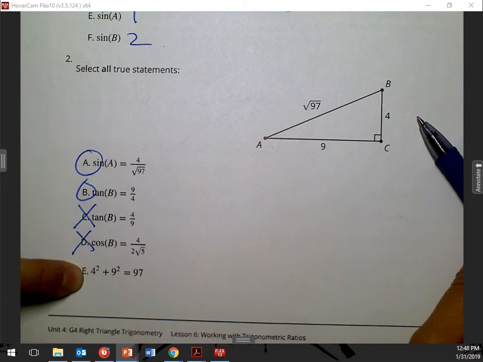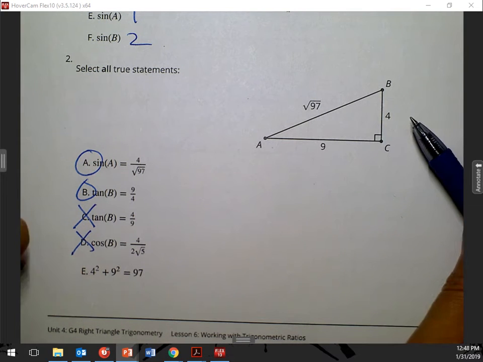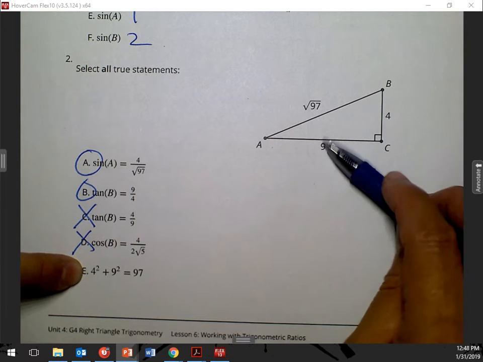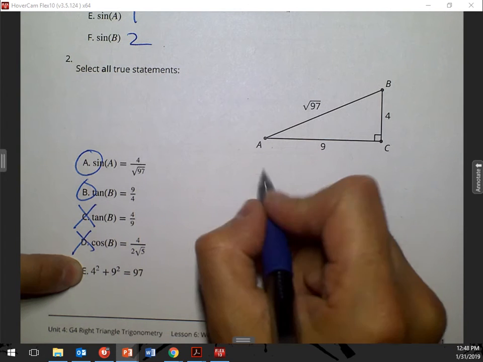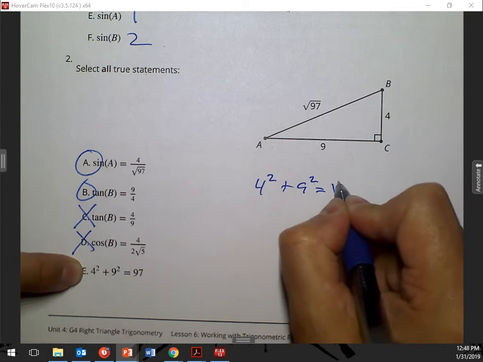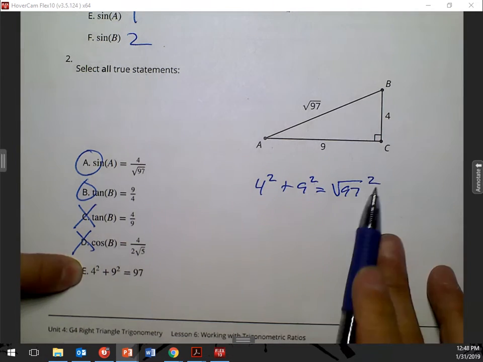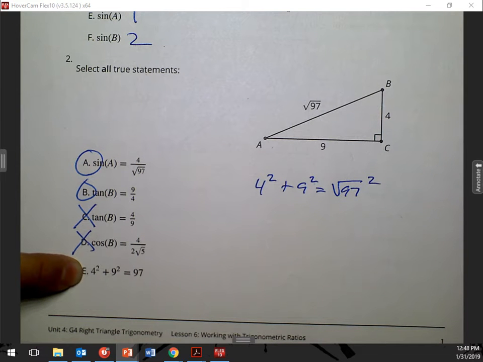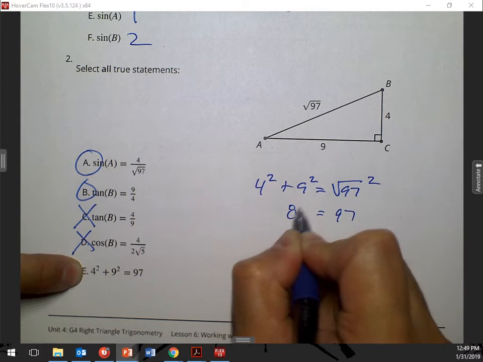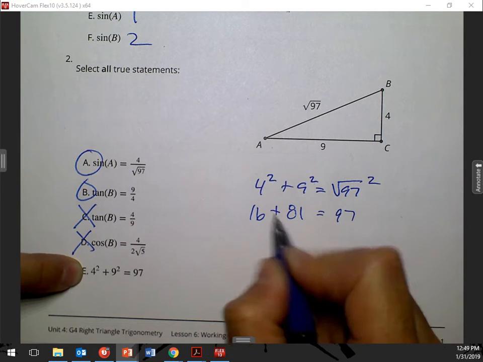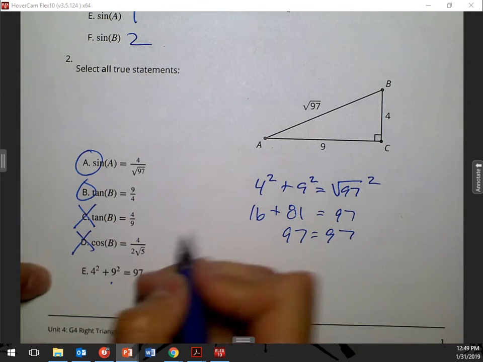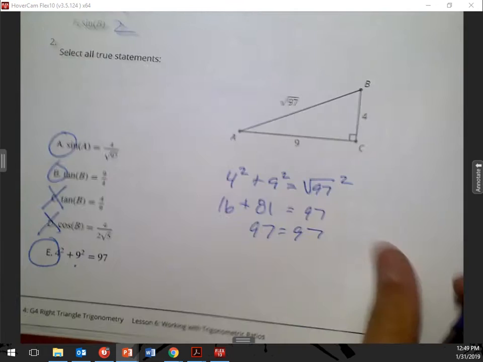Okay, let's see. Does this work? Is this going to be true? Because this is basically a squared plus b squared equals c squared. So we're saying 4 squared plus 9 squared is equal to root 97 squared. What happens when I square a square root? It cancels. So I get 97 here, which is equal to 81 plus 16. So I get 97 equals 97. So is this one true? Yeah. So what do I do? Circle.